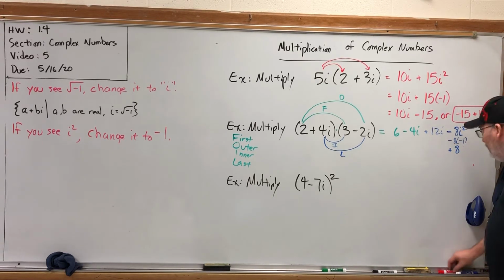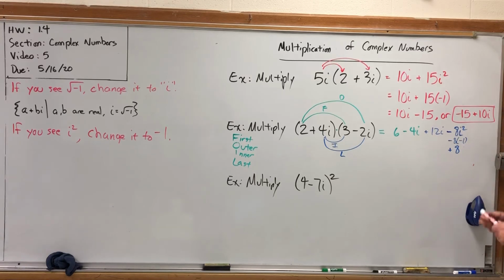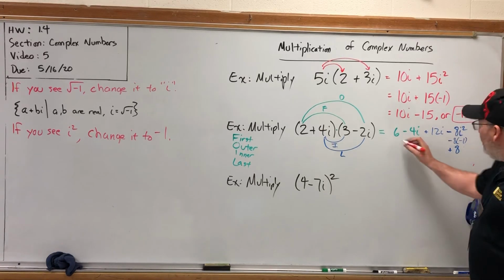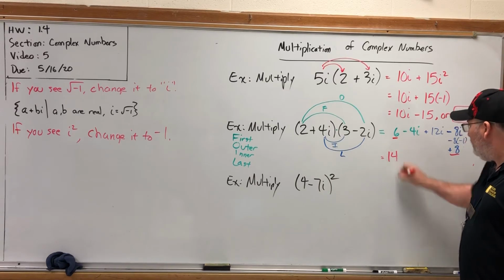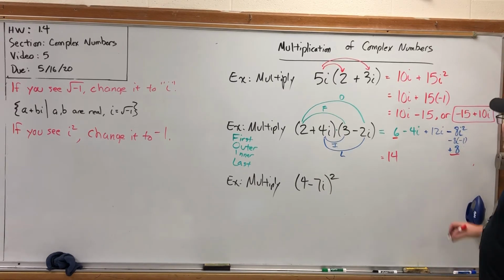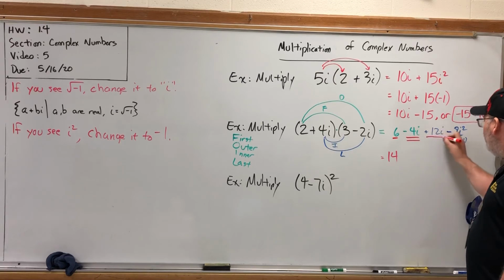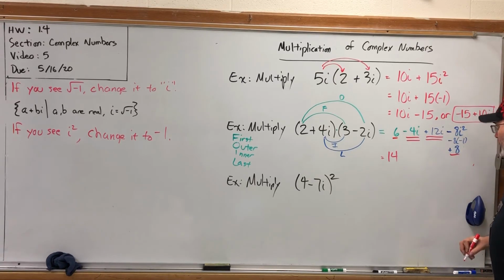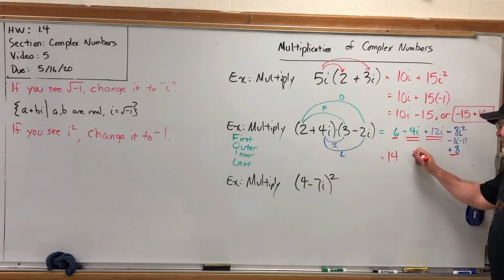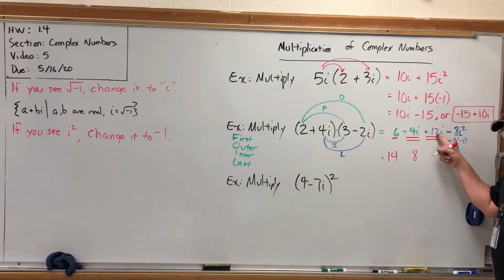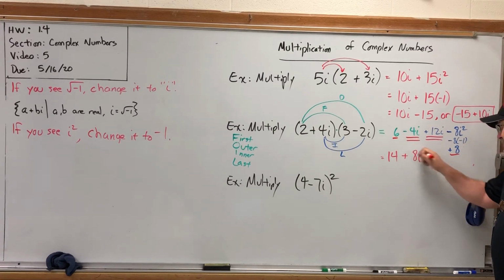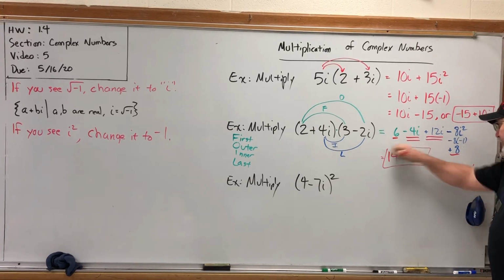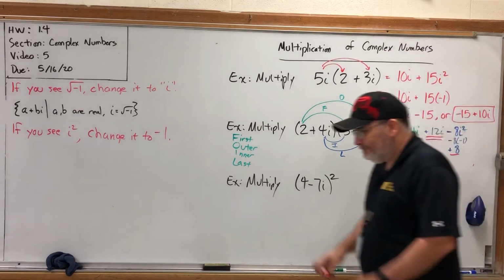So, now that we've cleaned up the i squared part, let's track down our like terms. Our real parts are 6 and plus 8, so that's 14. And our imaginary parts are -4i and positive 12i. Well, when you combine a positive and a negative, you subtract, so 12 minus 4 is 8. Because the larger number was positive, so is their result. And we were combining like terms, so it's an 8i. And so just like that, we get 14 plus 8i.